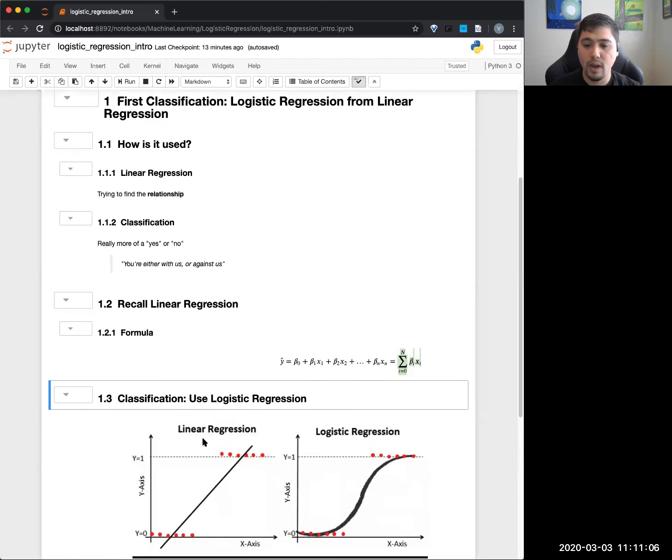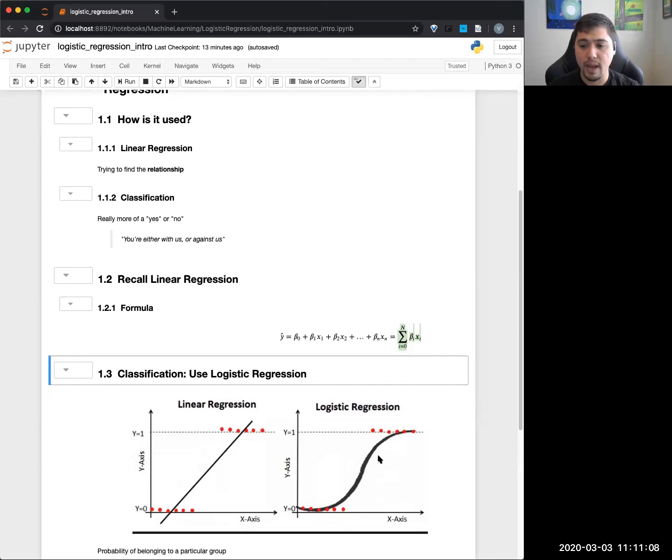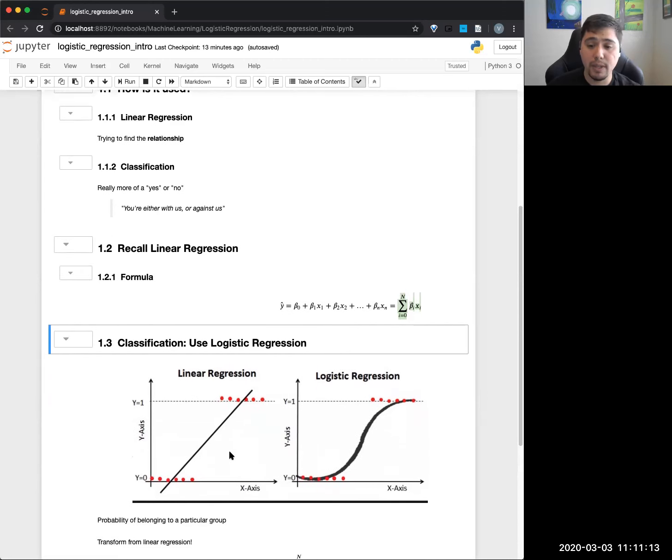Okay. So right here, we have our linear regression and we have our logistic regression. Now, this is a picture I pulled off of the internet really quickly, but you can see that with linear regression, we have some kind of line, right? With logistic regression, we're going to have what we call a logistic, or sometimes a sigmoid, function.